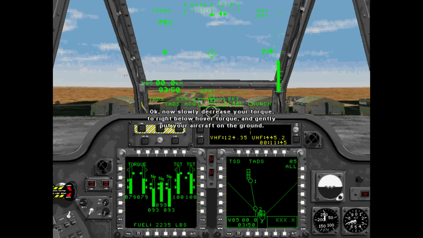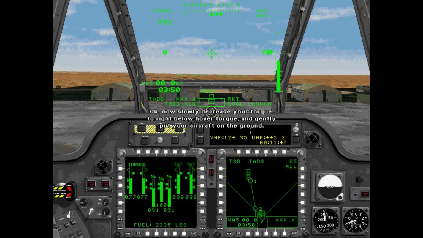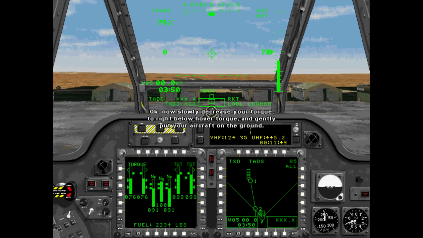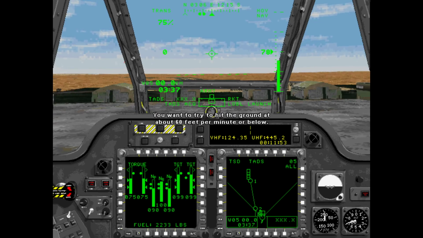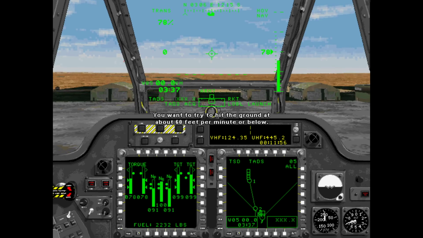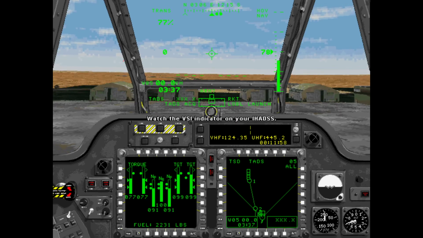Okay, now slowly decrease your torque to right below hover torque and gently put your aircraft on the ground. You want to try to hit the ground at about 60 feet per minute or below. Watch the VSI indicator on your iHads.